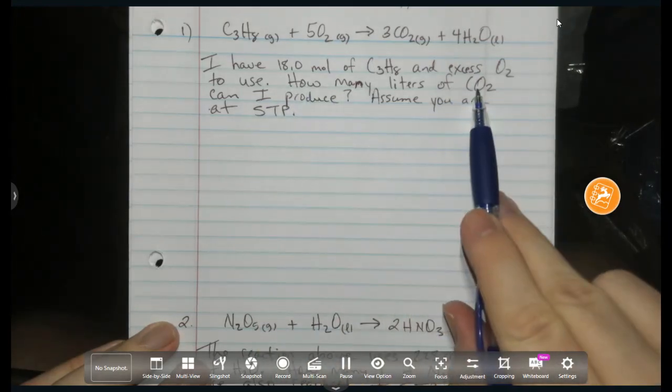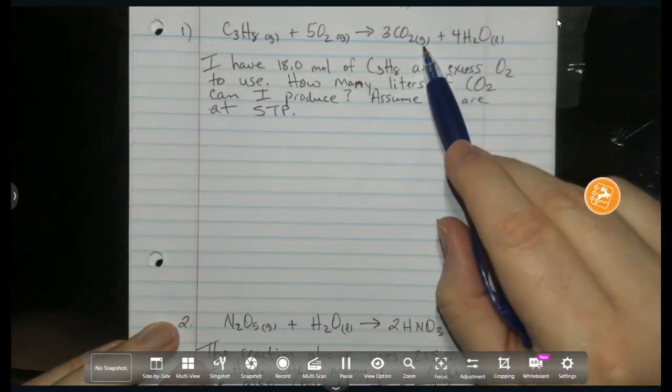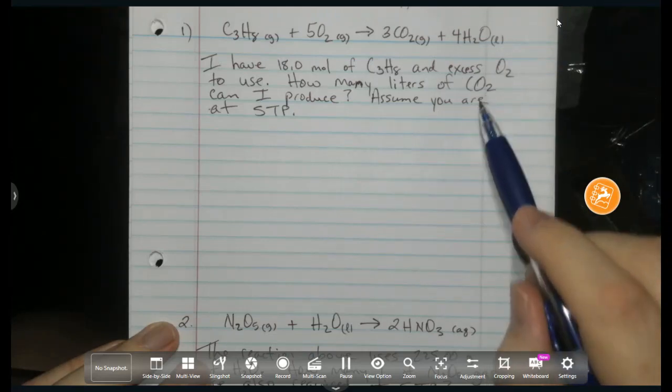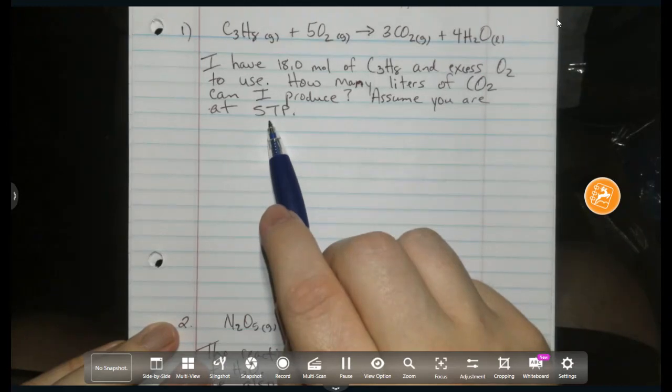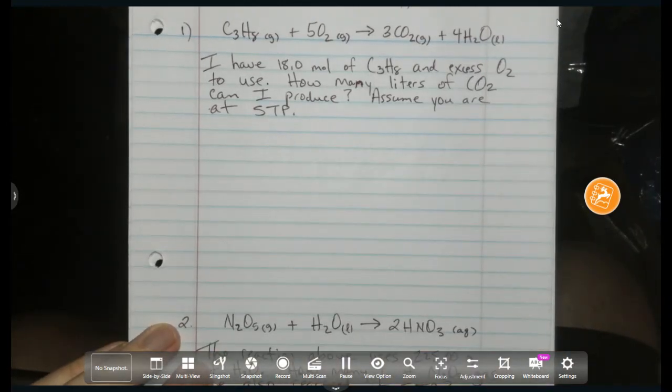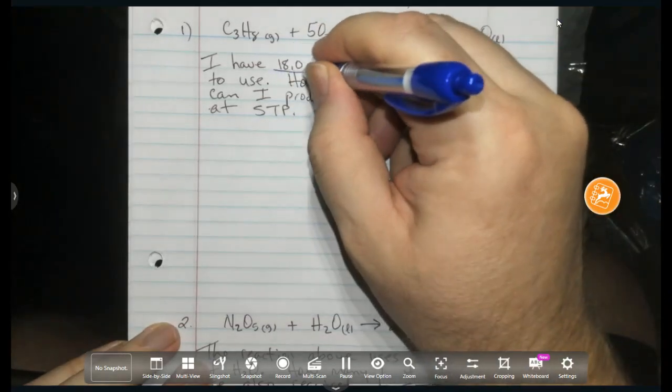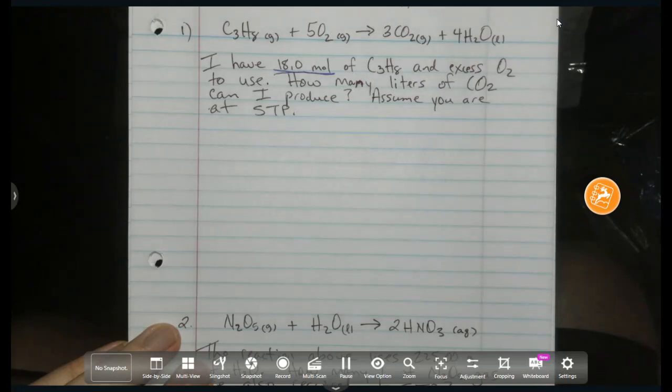How many liters of CO2 can I produce? All right, so here CO2 is a gas, so this will work on CO2. And very important, we have to either assume we're at STP, or better yet, we know we're at STP. All right, so going back to our original information given, we have 18 moles of C3H8.